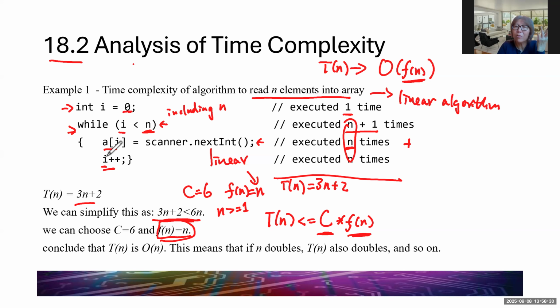So this code snippet shows a linear algorithm. It is n and it's order n. What this means is a linear relationship. That means if n doubles, then T(n) also doubles. So when the data size doubles, the time to run will also double. So that's the time complexity, the big O.